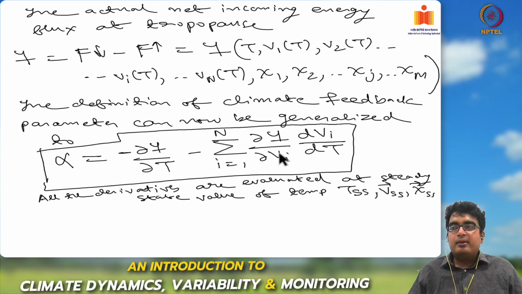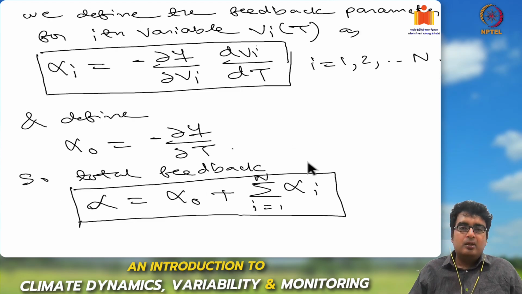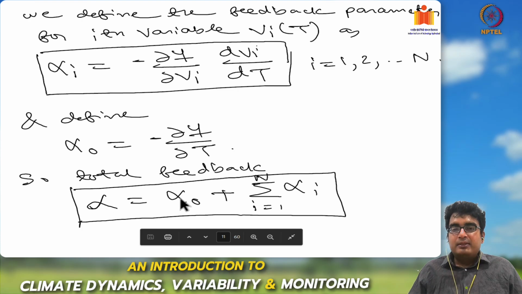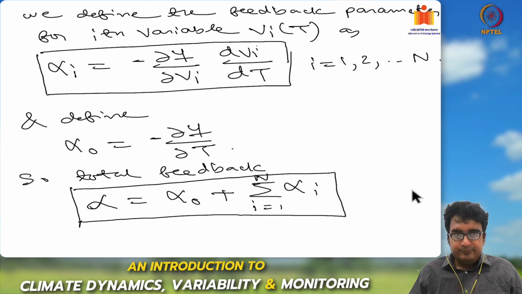So when we are taking a derivative with respect to Vi, all V's other than Vi are held constant at their steady state values. Similarly, all X's are being held constant at their steady state values. So the total feedback becomes the direct feedback due to temperature, plus the summation of the feedback due to individual contributions from the various variables Vi.